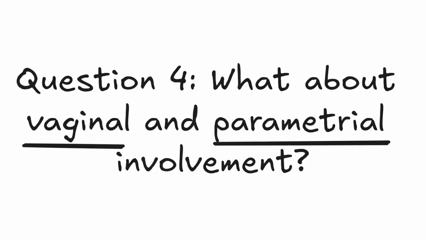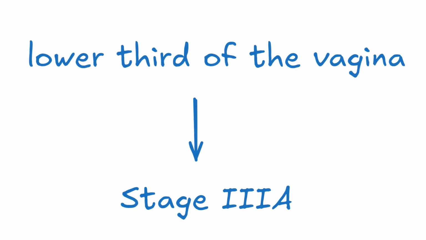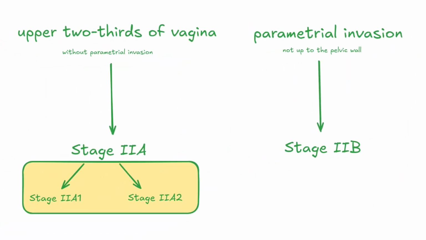Question 4. What about vaginal and parametrial involvement? Now, this bit is quite nuanced, so stay with me on that. You start with asking about the lower third of the vagina, whether it's involved or not. If it's involved, then it's stage 3A. If the lower third of the vagina is spared, ask about the upper 2/3 of the vagina and the parametrium. Here's the key. Parametrial invasion trumps upper vaginal involvement, so if the parametrium is invaded, regardless of upper vaginal involvement, it's stage 2B. But if only the upper 2/3 of the vagina is involved, without parametrial invasion, it's stage 2A. And within stage 2A, you can further substage according to the tumor size, but hold that thought for a minute, we'll come to it later.